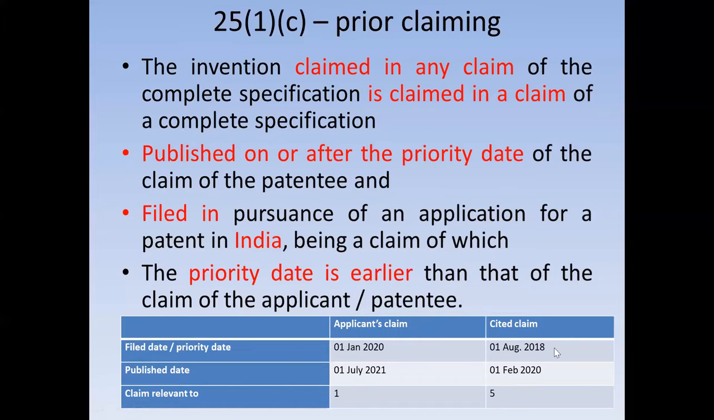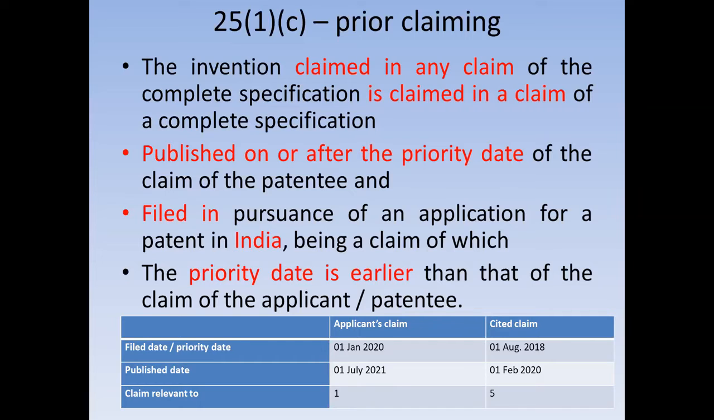And in this document, claim number 5 is relevant to what I have claimed in claim number 1. So here you could see 4 conditions. One, a claim in my application should be relevant to some other claim in some other application filed in India. Claim to claim matching, filed in India. Third requirement is that it should have been published after my filing date. Fourth condition, it should have a priority date, a filing date, before my priority date. So if these four conditions are met, then you could show me a document stating it is prior claiming.